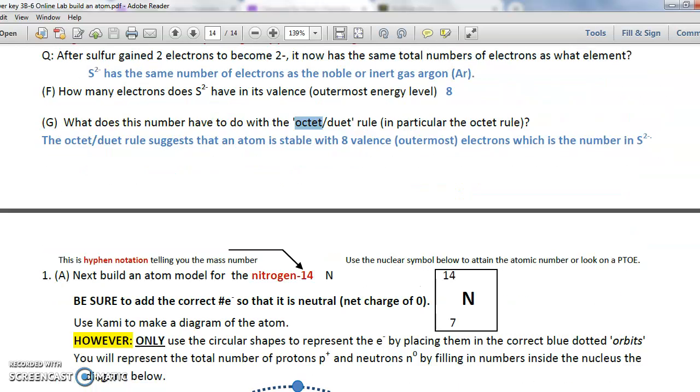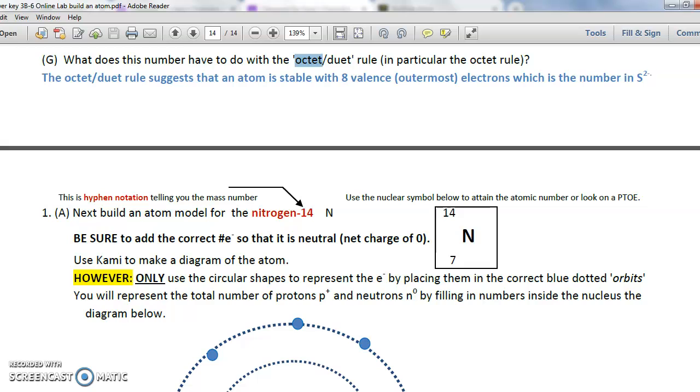One more to look at. And this is one that's small enough, I believe, that we can build. They want us to build nitrogen 14. Nitrogen has a mass number of 14. That means they want 14 particles in the nucleus. If we look on the periodic table, nitrogen's atomic number is 7. This is the nuclear symbol format. In the nuclear symbol format, the atomic number gets written in the lower left-hand corner. The mass number is the upper left-hand corner.